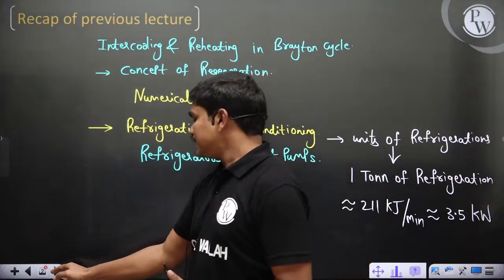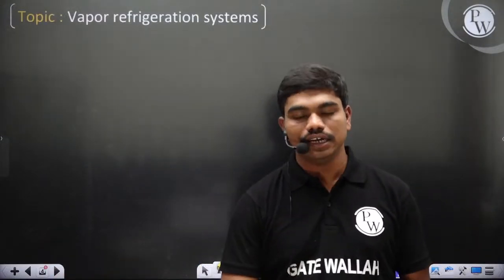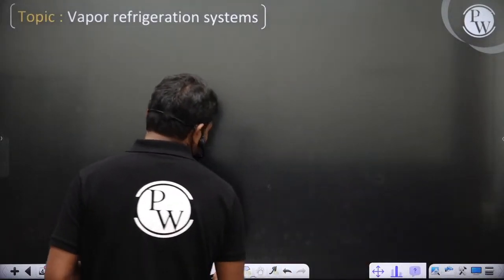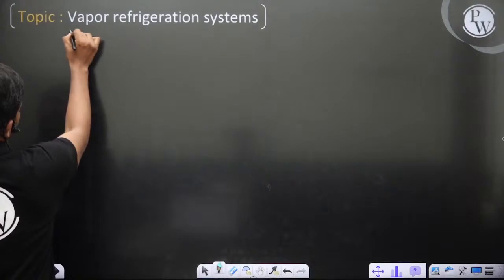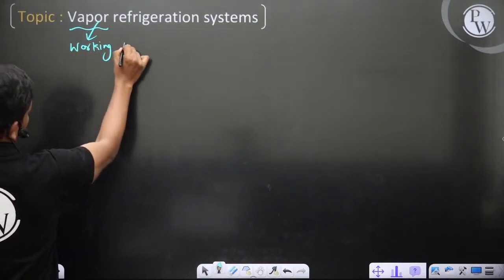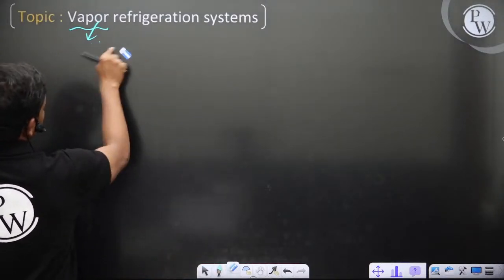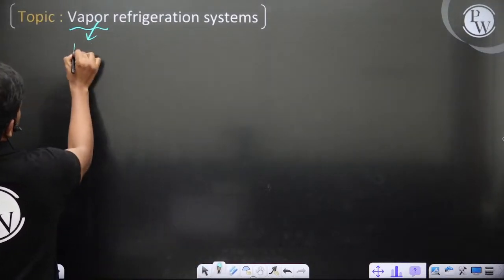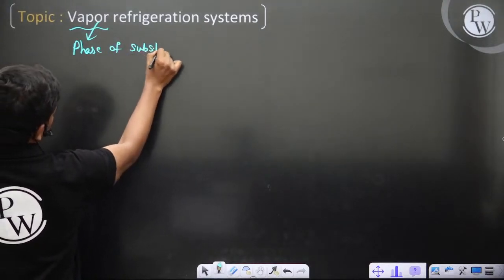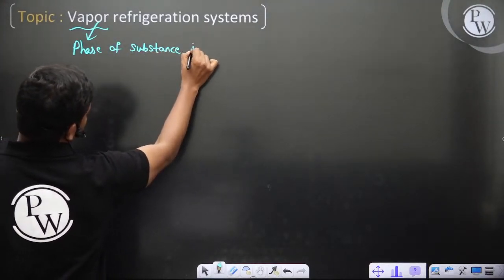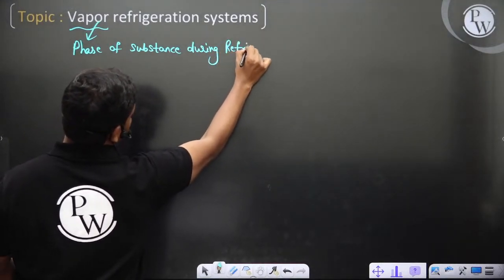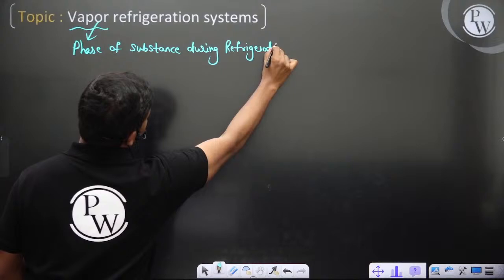Now let's see vapor refrigeration systems. Basically, here the vapor is the working fluid, or you can say the phase of the substance during refrigeration. So this is the phase of the substance during the refrigeration.